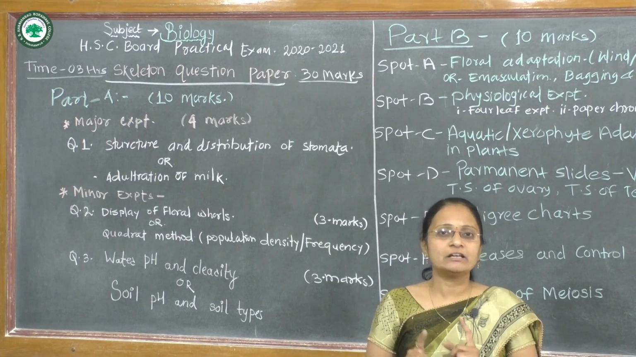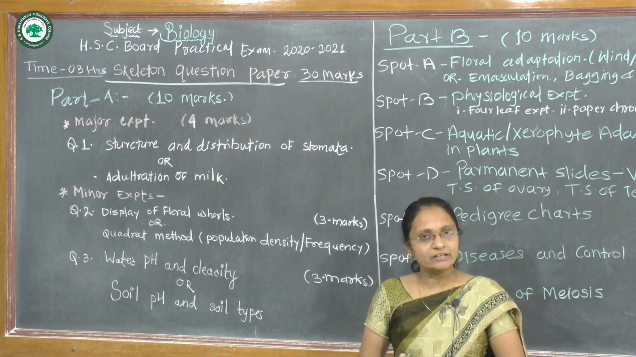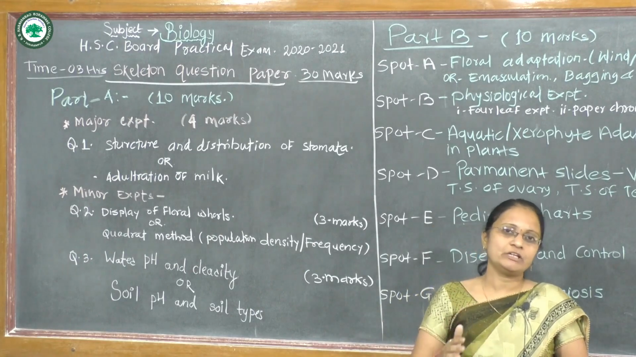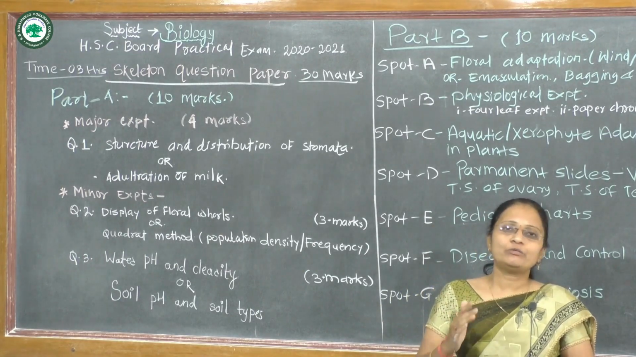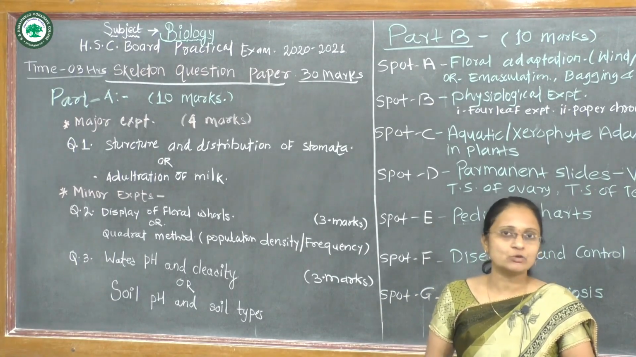whatever species you are observing in a single quadrat, identify these species, or if you are unable to identify such species, maybe you can write species A, species B, species C, and you have to find out the frequency of these species which is present in this quadrat method.